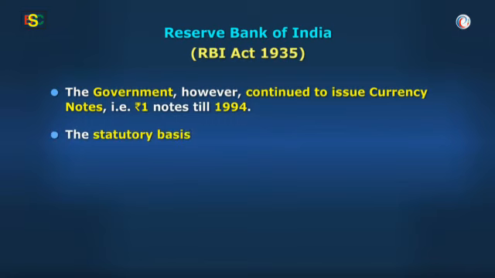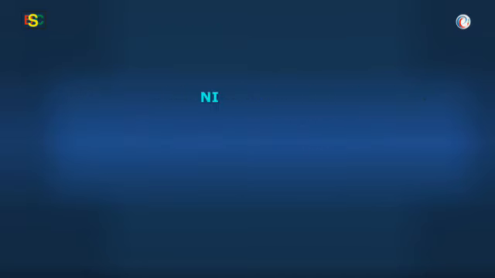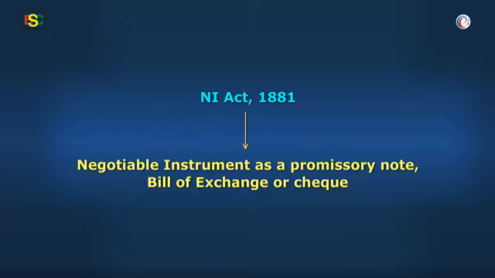The statutory basis of these instruments was provided by the Negotiable Instruments Act 1881. The NI Act 1881 defines a negotiable instrument as a promissory note, bill of exchange, or a check.